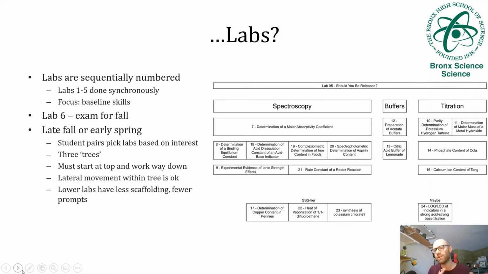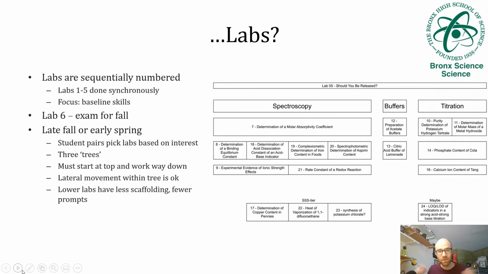I have a library of about 20 labs. There's a couple more I haven't quite fully thought out yet, but the idea is that we start off with the first 5. Everyone's doing them all together at the same pace. Lab 6 is an exam for the fall. I think 15. Yeah, 15 is the exam for the spring. So those 2 are out of the way. But all of the other labs, you do them at your discretion.